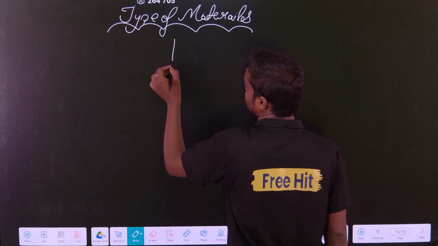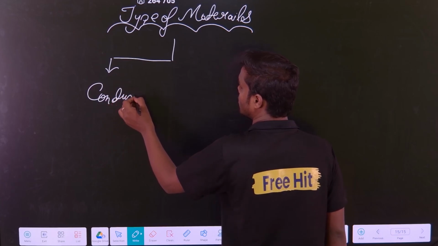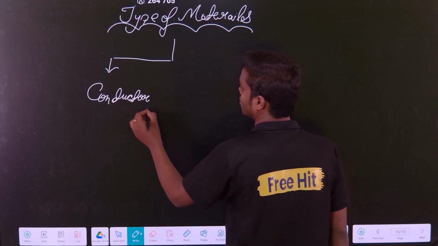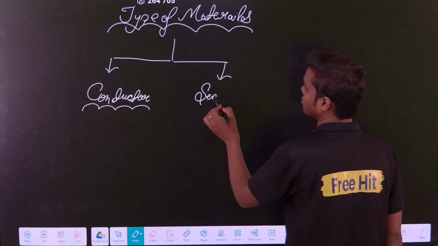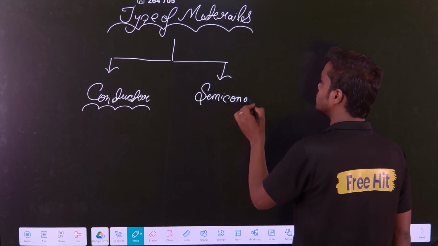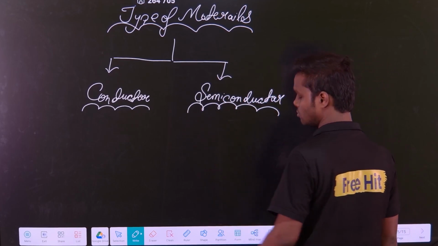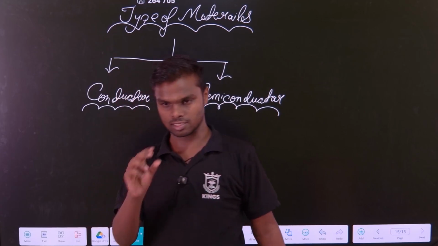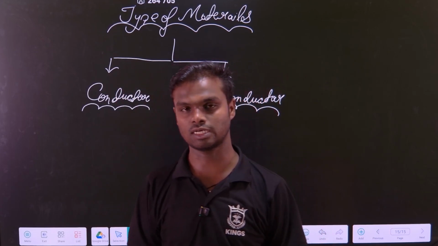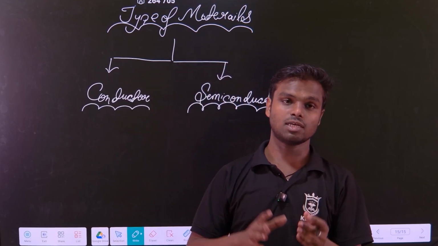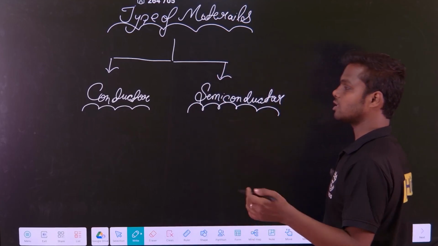We have to discuss two types of material here, that is conductor and second is semiconductor. Basically in semiconductor also we are going to discuss, but here in this chapter the discussion is only about 2-3 lines. There is not more than that we are going to discuss in semiconductors. There is a separate chapter, semiconductor physics, that we will discuss, where we will discuss everything about the semiconductor.